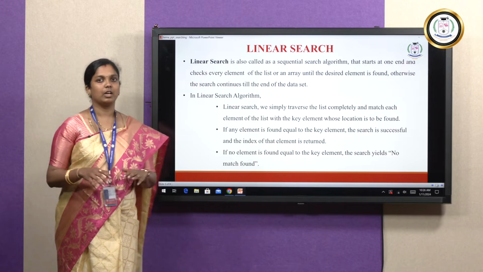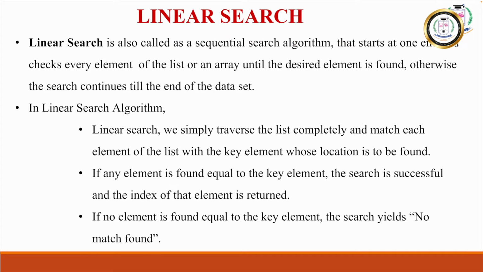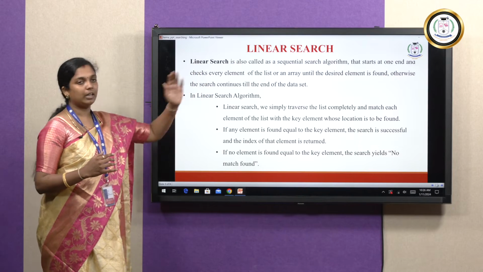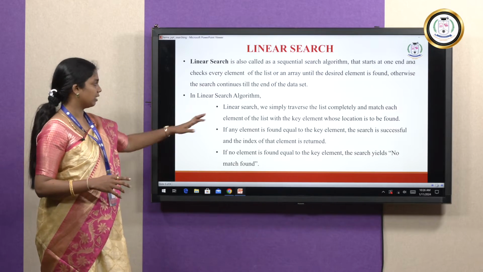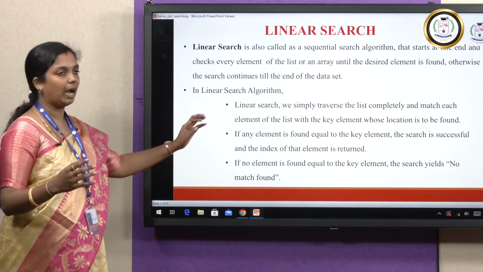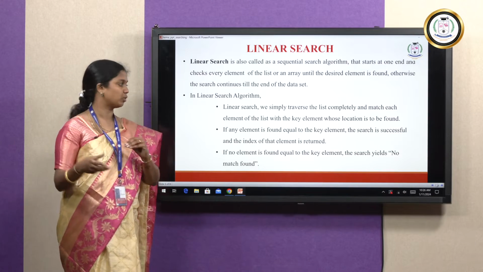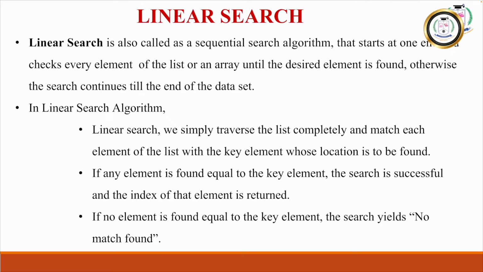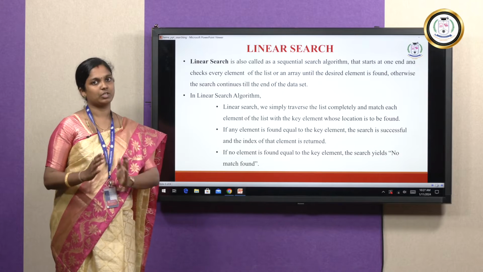So what is linear search? Linear search is a sequential search where the searching starts from one end of an array and visits each and every element until the desired element is found. Otherwise, the search continues till the end of the data set. In this algorithm, we traverse the list or array completely and match each element against the key element. If any element is equal to the search element, the key element or the target element, then the search is successful and it returns the index value or the position of that element.